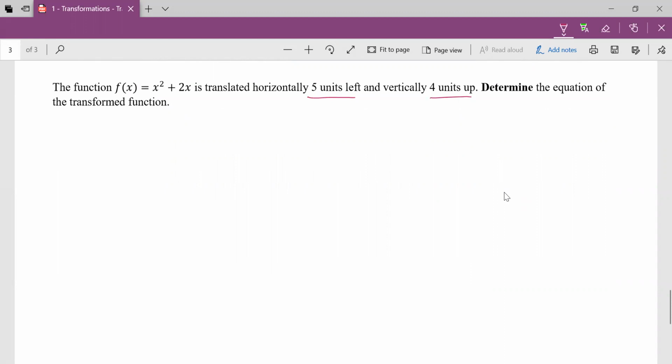And it doesn't ask me to make a map either, but it never hurts to make a map, to think if I had to, where does x, y go and where does it end up? So any point on here, I'm going to go 5 left and I'm going to go 4 up. Okay, so there's our map. But what about the equation, right?